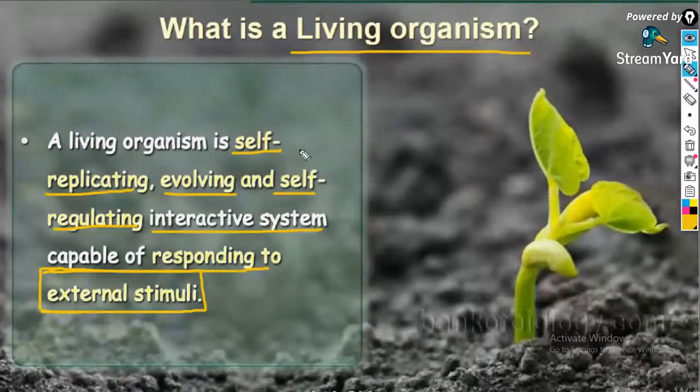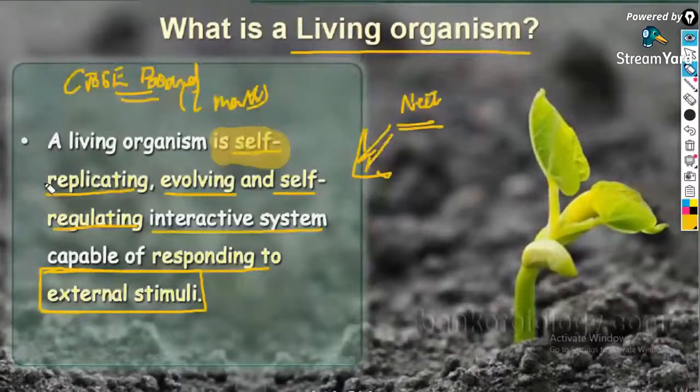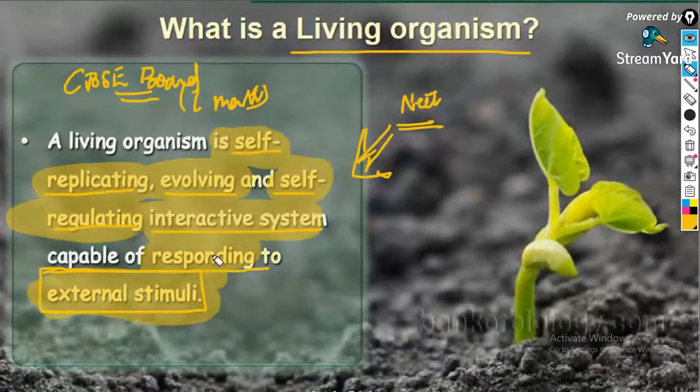This is a previous year NEET question: which of the following correctly defines the characteristic of a living organism? Those preparing for the CBSE board also note, it is a 1 mark question. What do you mean by a living organism? You have to study the points: they are self-replicating, evolving, self-regulating interactive systems capable of responding to external stimulus. All these are the important characteristics of being a living organism.